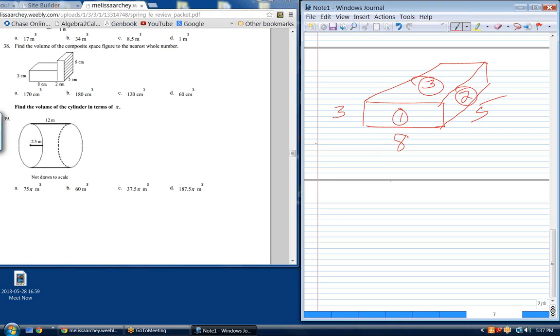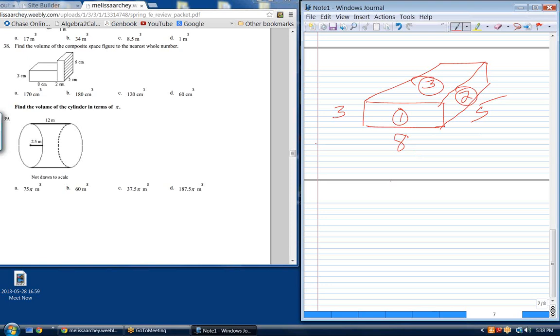Repeat that. Face number 1 is the product of 3 and 8. Okay, the area of face number 1. Face number 2 is the product of 3 times 5. Face number 3 is the product of 8 times 5.